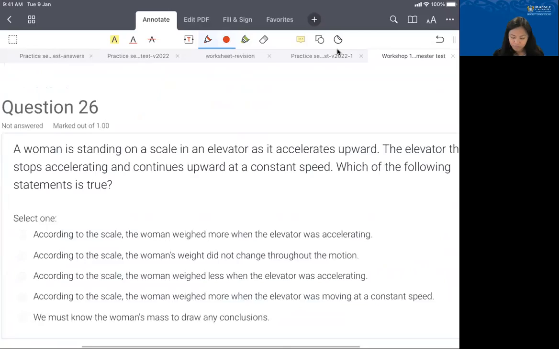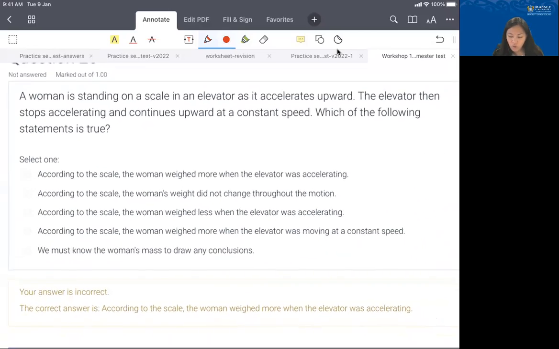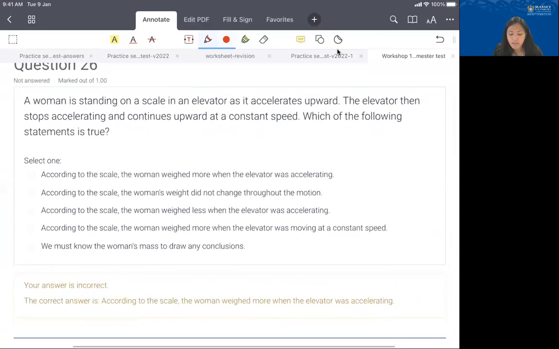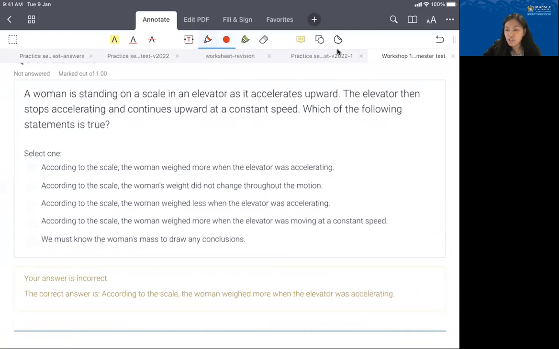All right, good. We'll now go to force problems and Newton's laws of motion.